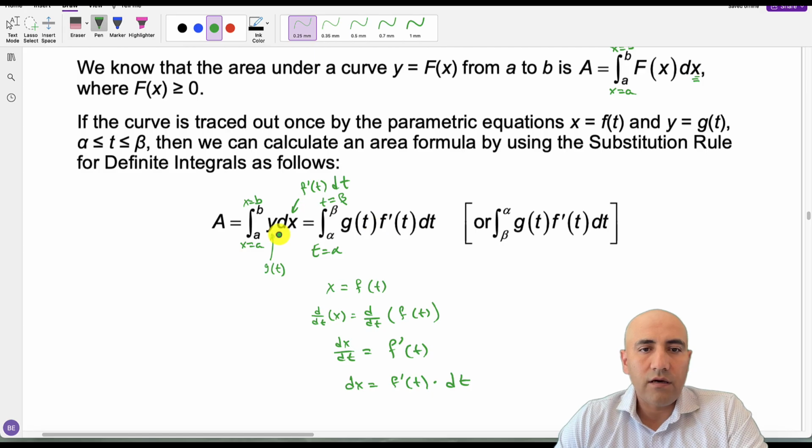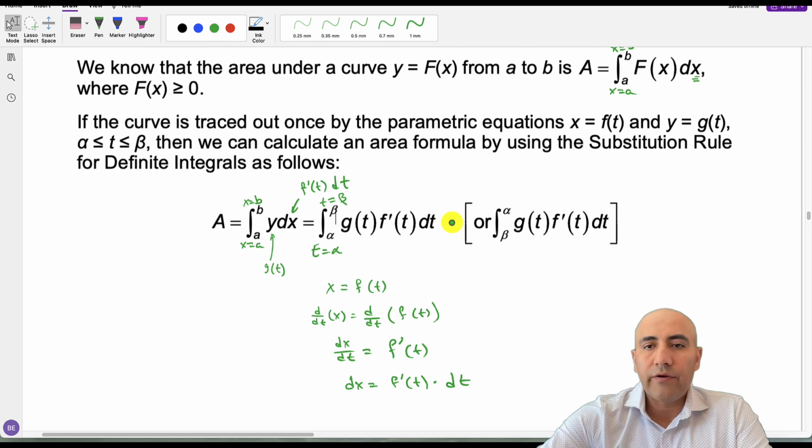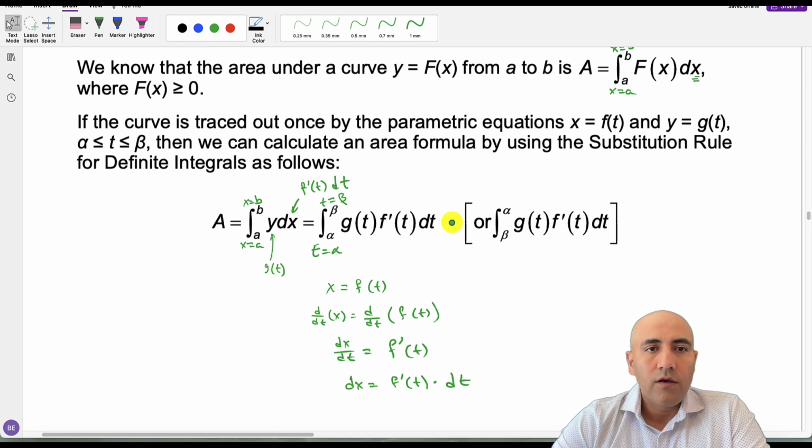It's going to be the y function in t, y equals g of t. And then you take the derivative of the f of t function that represents the x with respect to t. And then integrate with respect to t, and make sure you find your t values for alpha and beta, which cover one whole period of this integration. All right, let's do an example.